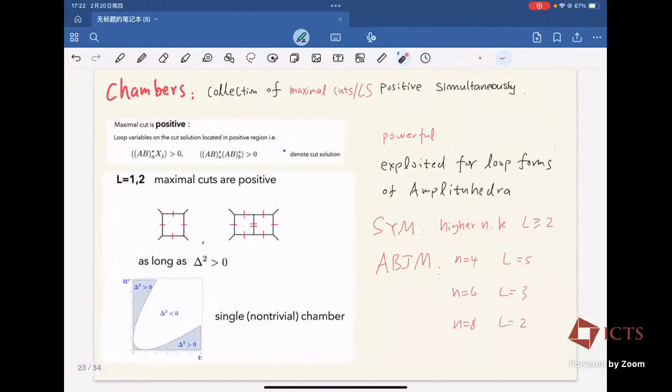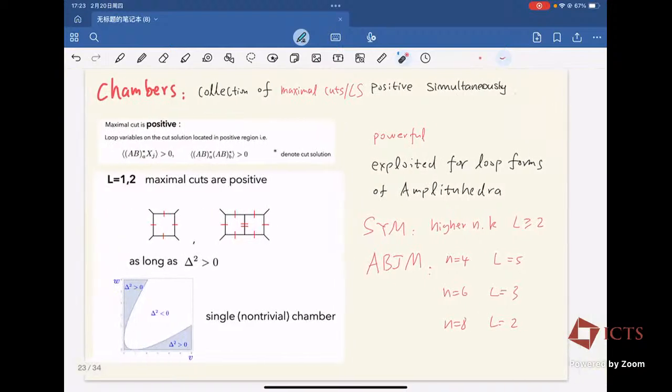But now 3 loop is very interesting. At 3 loops, you start to see the appearance of different chambers. By the way, this chamber idea is also a powerful method when you want to compute higher loop and higher point canonical forms for the Amplituhedron, because now, based on the chambers given by the intersection of BCFW regions, you can compute the loop form for each chamber in the Amplituhedron case too.